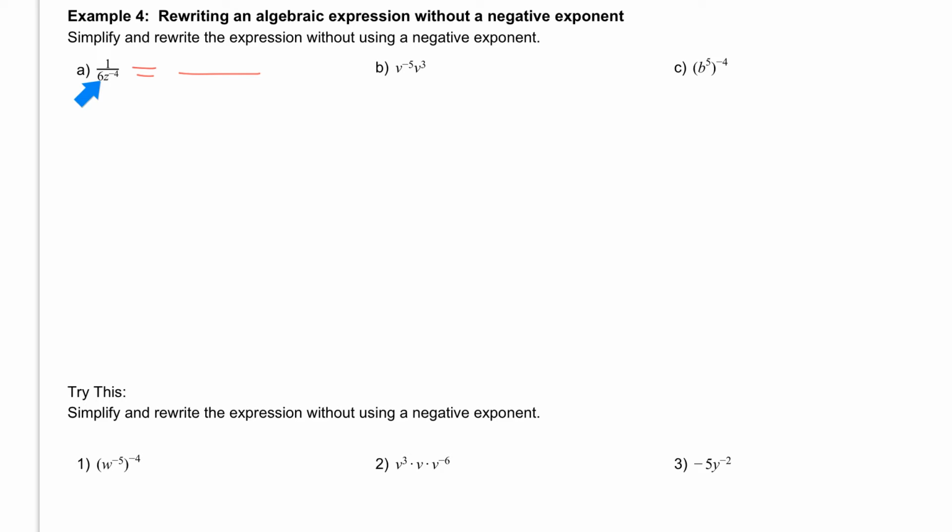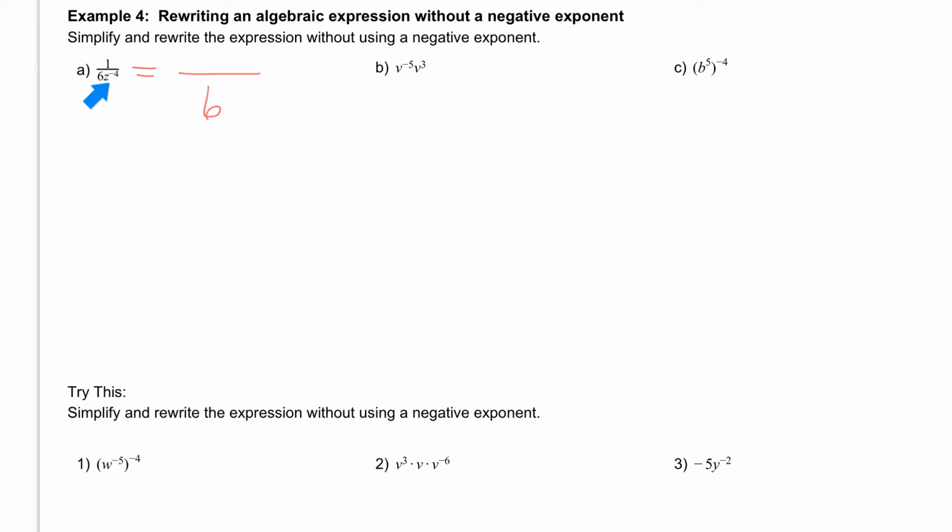So starting with the 6 that's down here in the bottom. This 6 and this z are not the same thing. They are not both being raised to that negative 4. So we have to look at them by themselves. This 6 right here is being raised to a positive 1 exponent. Since the exponent is positive, we don't have to do anything with it, and that 6 stays on the bottom.